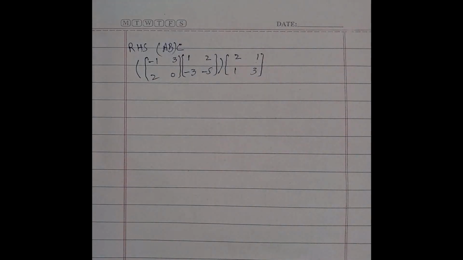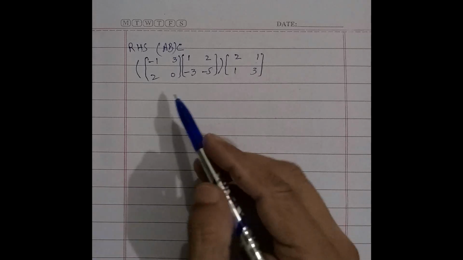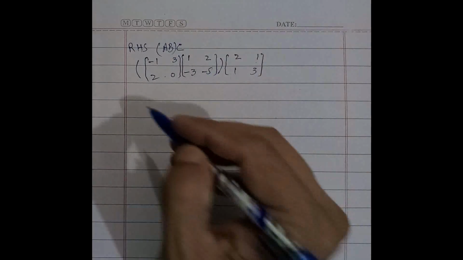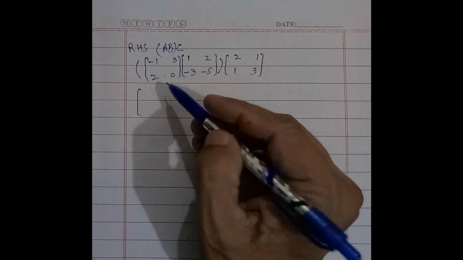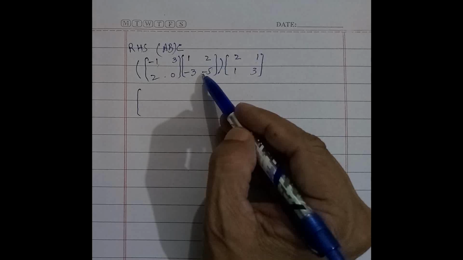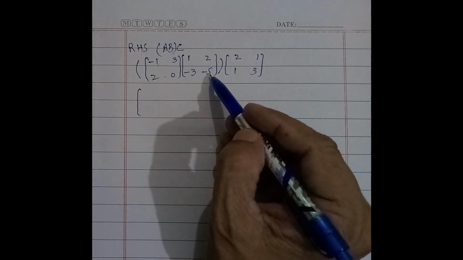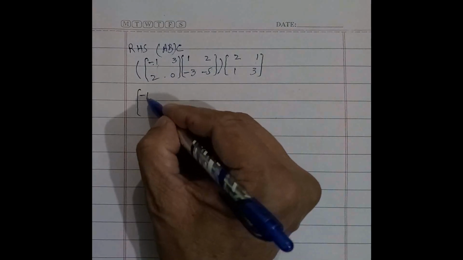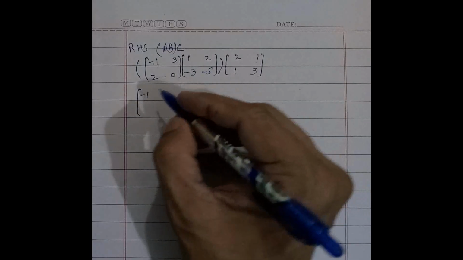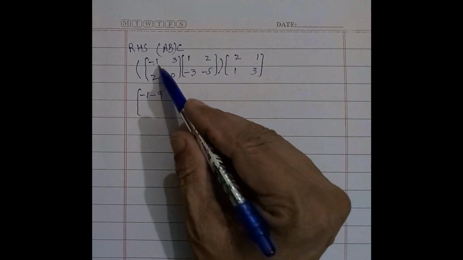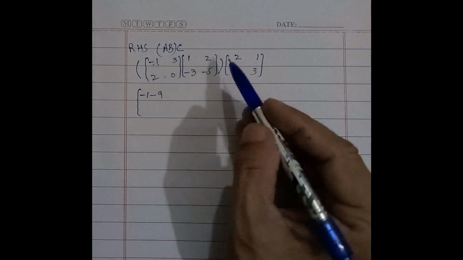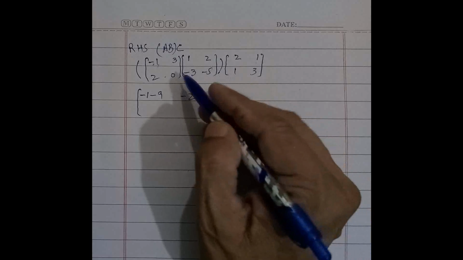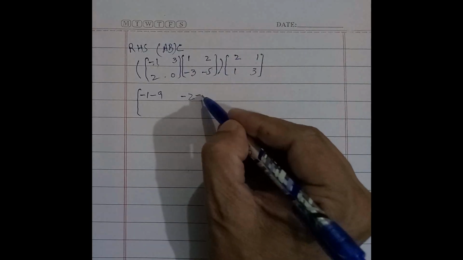And we know that by BODMAS rule, the values enclosed in the bracket are solved first. So we solve matrix A into matrix B, which is 2 column and 2 row. They are conformable for multiplication. So first row with first column is -1 into 1 is equal to -1. 3 multiplied by -3 is equal to -9. First row with the second column is -1 multiplied by 2 is equal to -2. 3 multiplied by -5 is equal to -15.